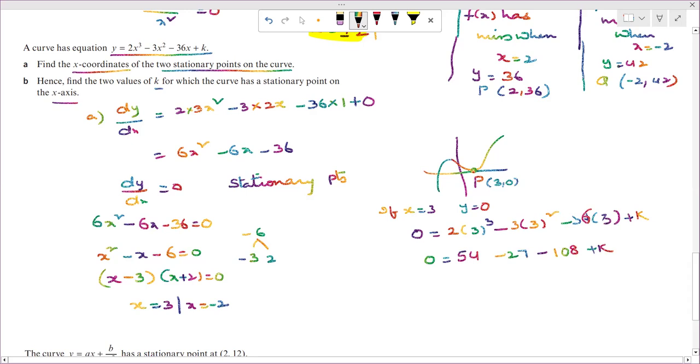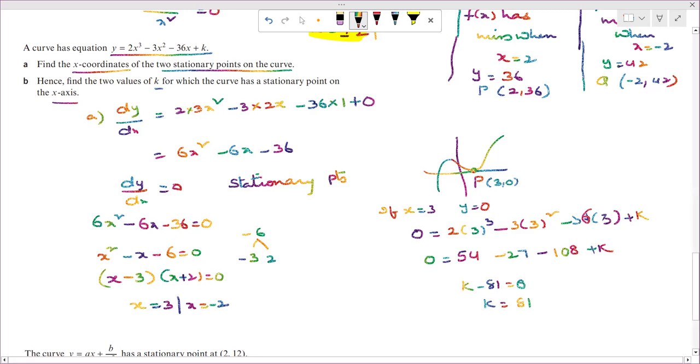Simplify this. 54 minus 27 minus 108 is minus 81. So k minus 81 is 0, which means k is equal to 81.